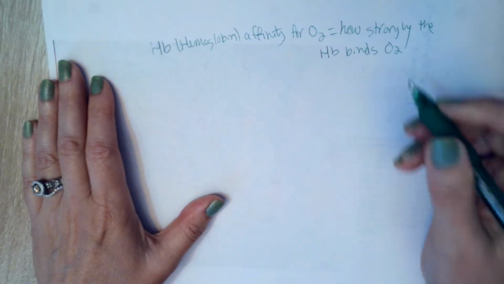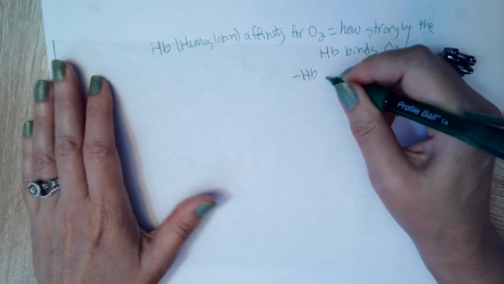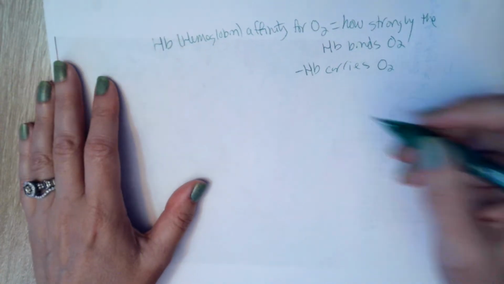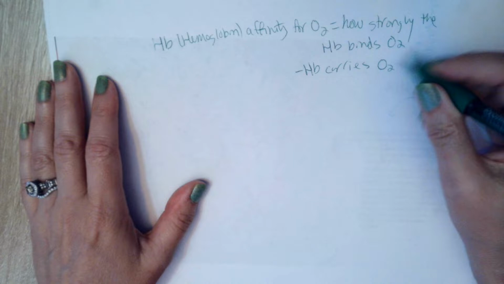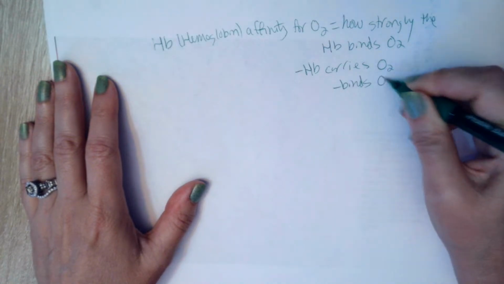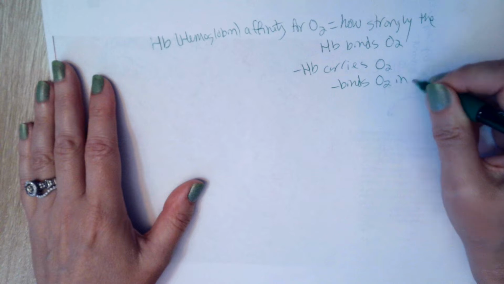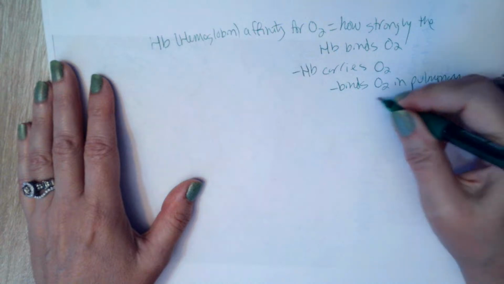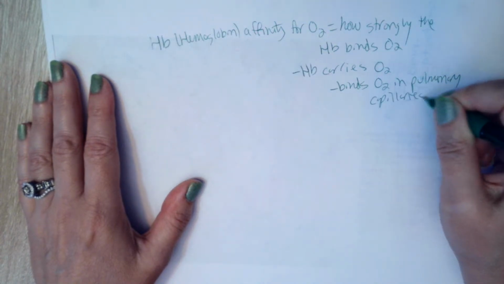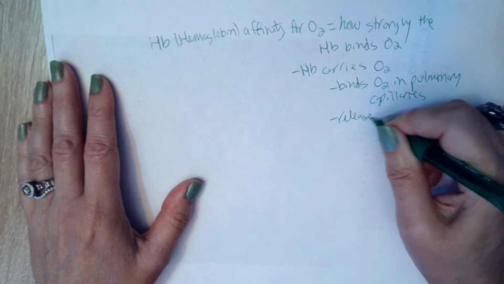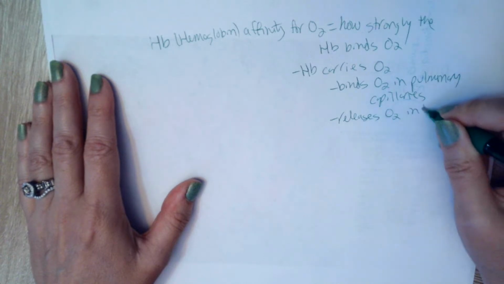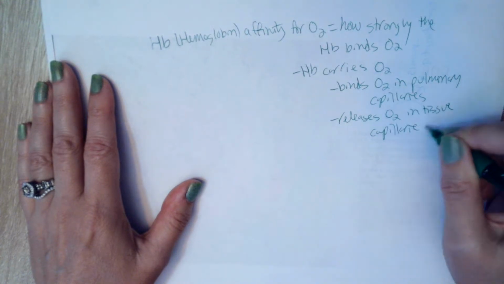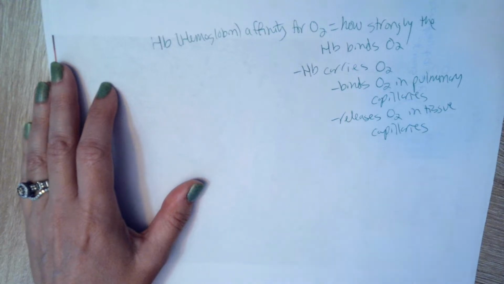And remember that hemoglobin is responsible for carrying oxygen to tissues, so carrying oxygen through the blood. It binds the oxygen in your pulmonary capillaries, so where you're breathing and getting the oxygen from the air that you're breathing in. And it releases the oxygen in the tissue capillaries so that the cells of the tissue can use that oxygen. So they can take up the oxygen and use it for their electron transport chains.